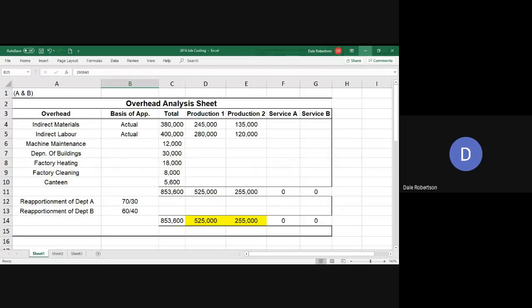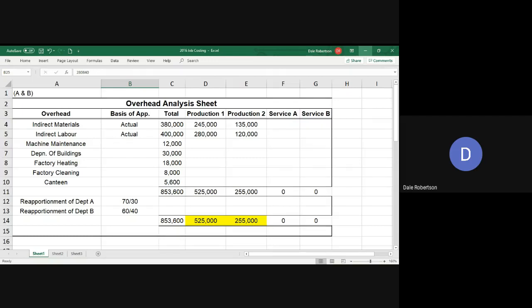Okay, class, we're going to look at job costing, and in order to learn this topic, I'm going to look at the 2016 higher level question for job costing.